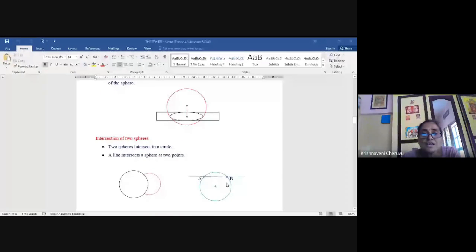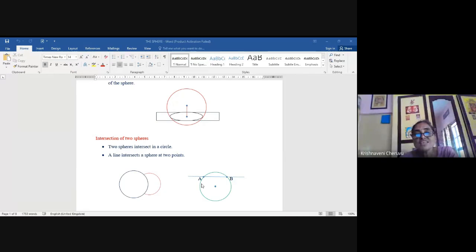Now, two spheres, if they intersect, you get again a circle, girls. This is the circle. So you get a circle not only when a plane intersects a sphere, but also when two spheres intersect. So this is the circle, girls. When two spheres intersect, we get a circle.